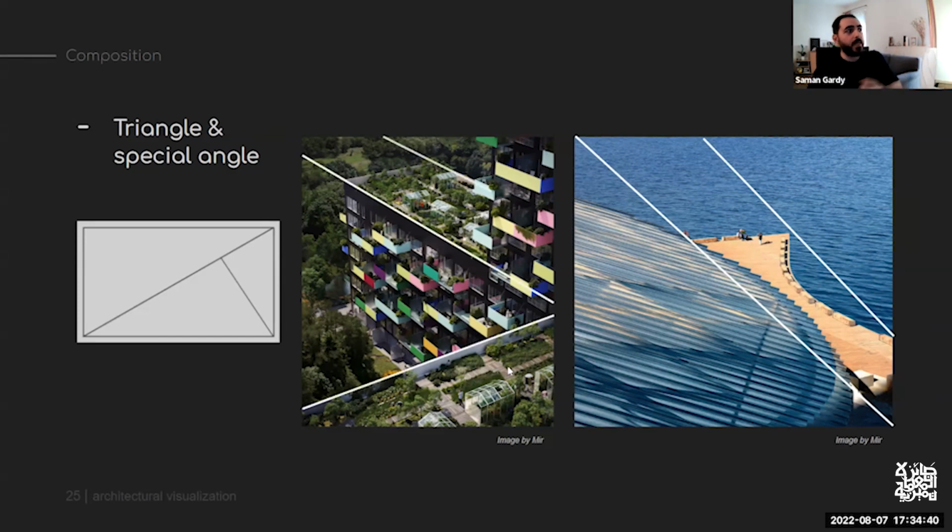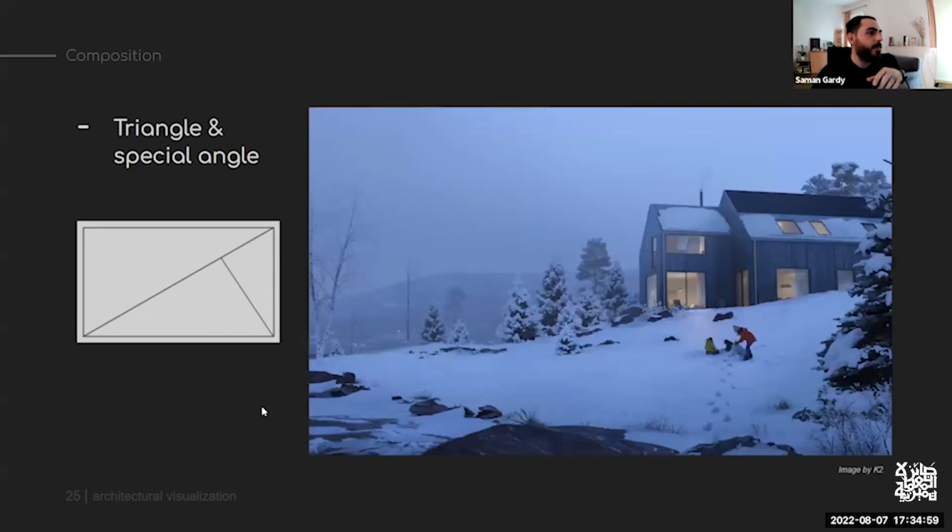And on the left side, again, you have these towers with roof gardens. You can see a lot of triangles were used. So they tried to achieve or to show the roof in a triangle composition method.